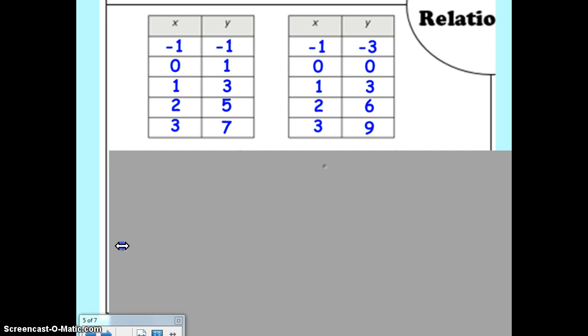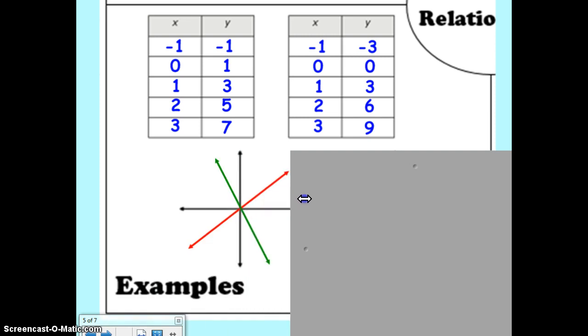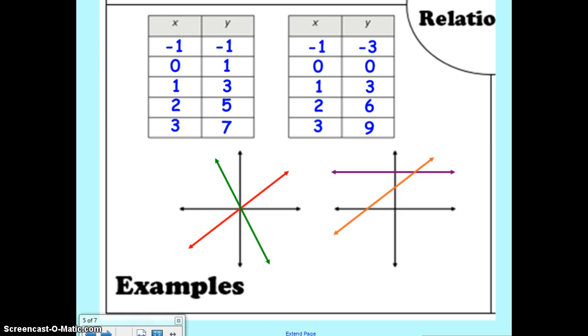We can also look at examples of a linear relationship on a graph. Please notice that these two lines do go through the origin, so we can categorize them as proportional, but both lines are straight, meaning they have a constant rate of change. Two other examples of linear relationships show that they do not go through the origin, but going through the origin does not determine whether a relationship is linear or not. In order to be linear, it must be a straight line.